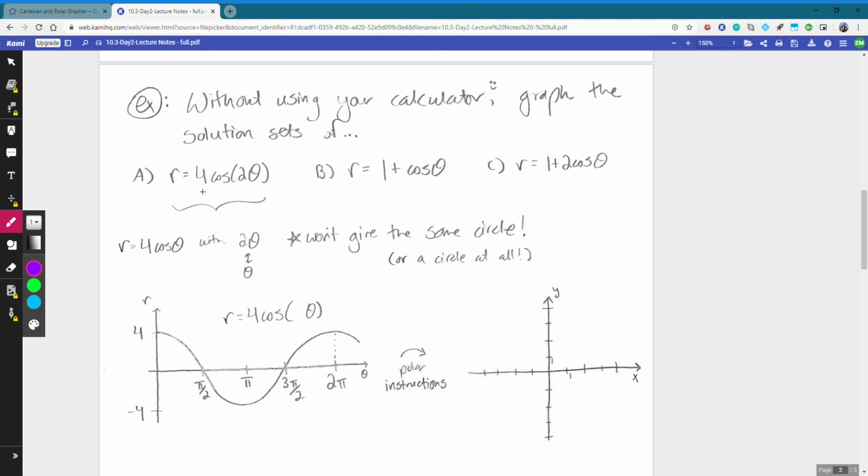So what we're going to do the rest of the day today is graph the solution sets of these three equations. In this first one, I want to give us just a heads up about r equals 4 cosine 2 theta. This is almost the same as the equation we were just working with, except that where we had theta, we now have 2 theta. Now, first of all, I want to mention that this isn't just going to move us around the same circle twice as fast. That's not how it's going to work in these polar coordinates.